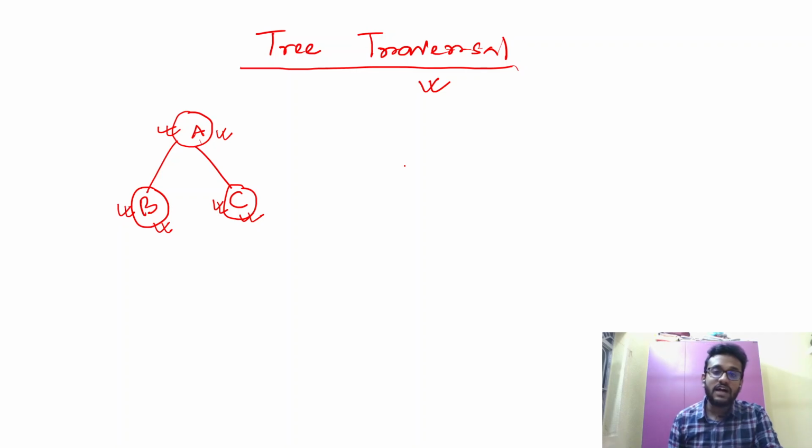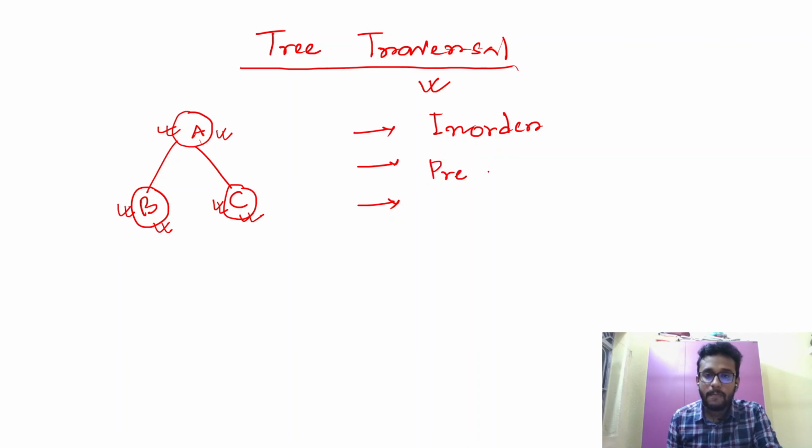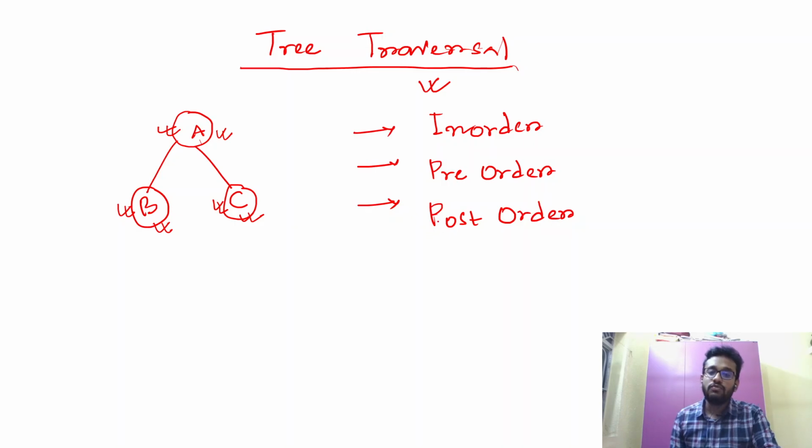We basically have three ways you can visit a tree. One is called in-order, another is called pre-order, and the other one is called post-order. Now what is meant by in-order, pre-order, and post-order? First let us try to understand in-order.